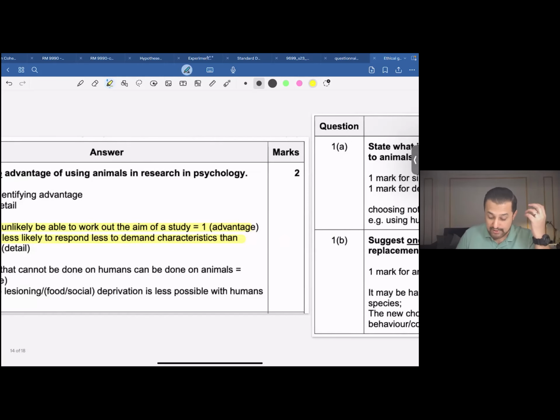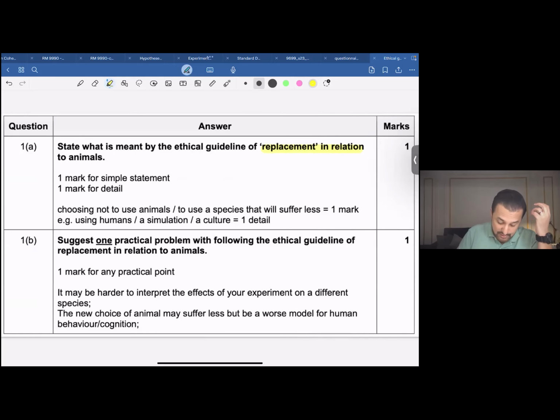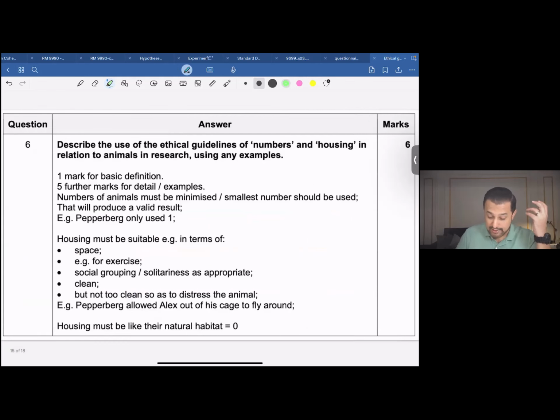State what is meant by ethical guideline of replacement in relation to animals. Choosing not to use animals, to use a species that will suffer less. Example, using humans, simulation, and so on and so forth. Suggest one practical problem with following the ethical guidelines of replacement in relation to animals. It may be harder to interpret the effects of your experiment on a different species. So again, moving on, describe the use of ethical guidelines of numbers. Look at the amount of questions you've had. But this happens to be a 6-mark question.